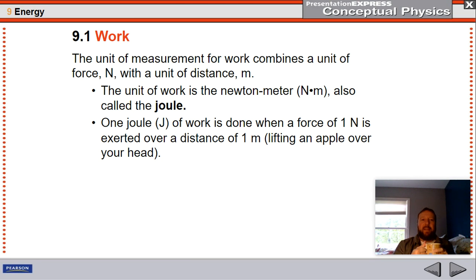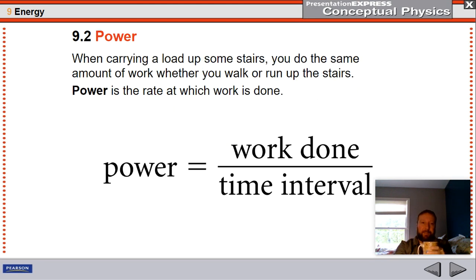I remember a physics professor I had in college one time basically said that if you were standing up and you were to take a Big Mac from the desk to your mouth, that's about a meter, and that's about what a Newton of force would be. So relatively small when you look at it. They're saying lifting an apple over your head. It's not a lot. A joule is really small.